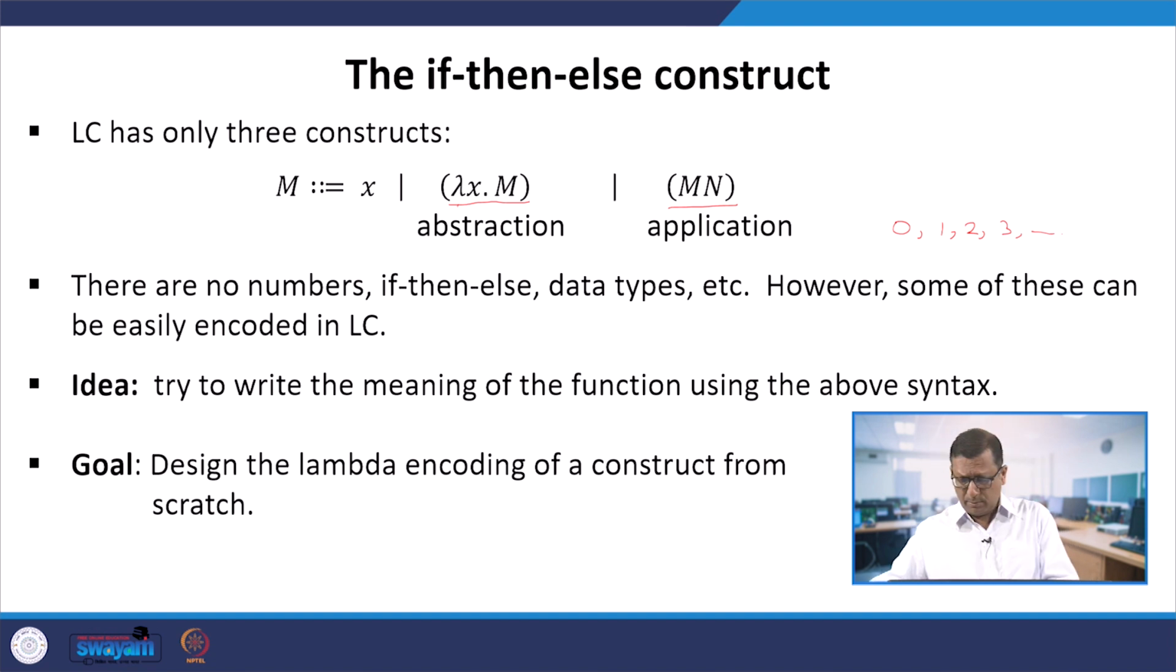So the idea for coming up with that encoding is we would like to first understand the meaning of the function and try to write that meaning using the syntax that we know for pure lambda calculus. And our goal, whenever we design the lambda encoding of a construct, is to do it from scratch. That means we are only supplied with these 3 things: we may have a variable, we may have an abstraction, we may have an application, nothing else is provided. From that we are going to come up with the lambda encoding for the different constructs we are going to study.